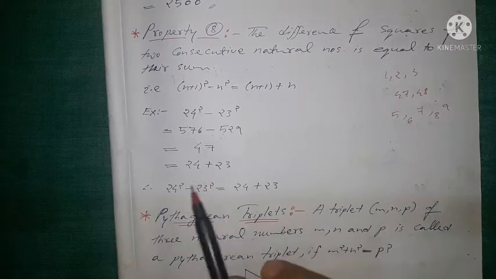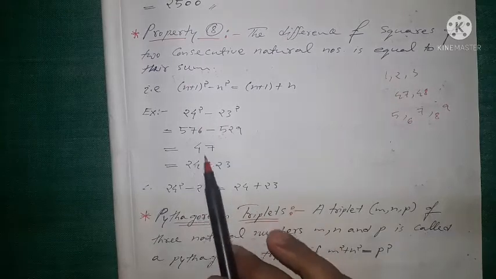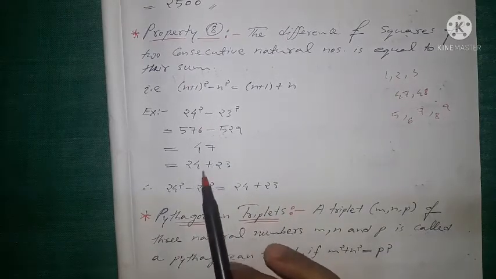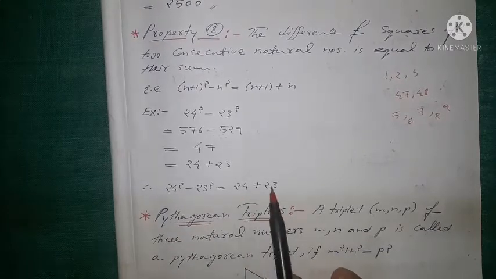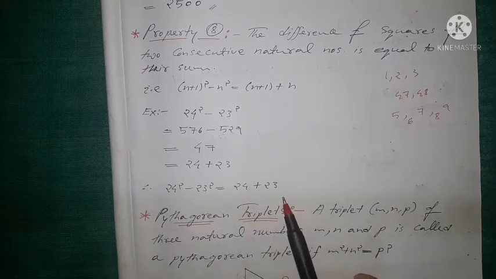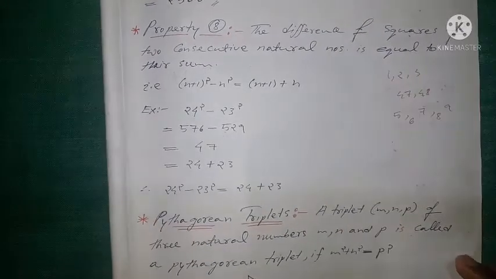So, as we can see, the difference of the squares of two consecutive numbers is equal to their sum. So therefore we can write the difference of the squares of two consecutive numbers is equal to their sum. So this is true for any two consecutive natural numbers.